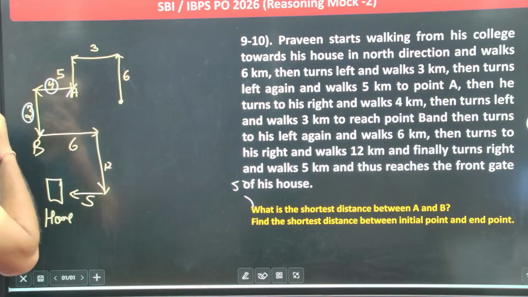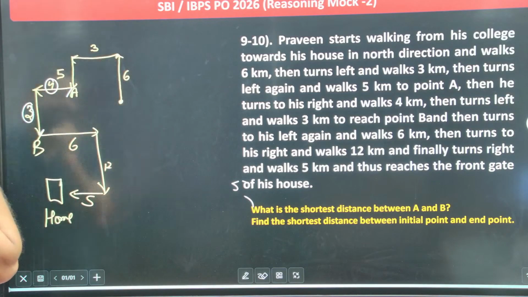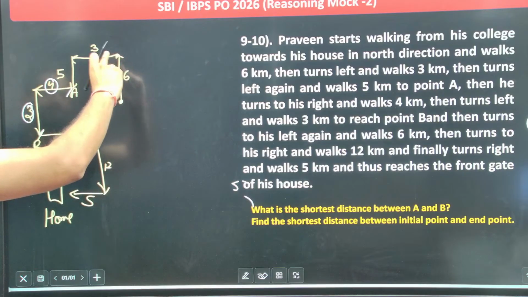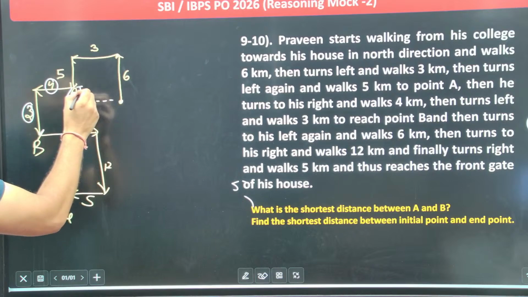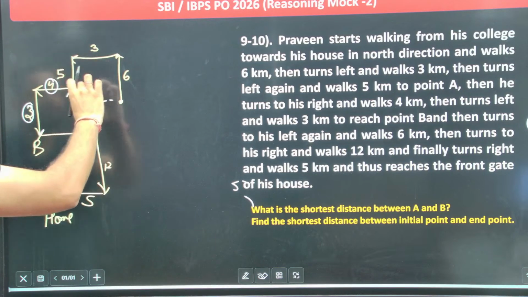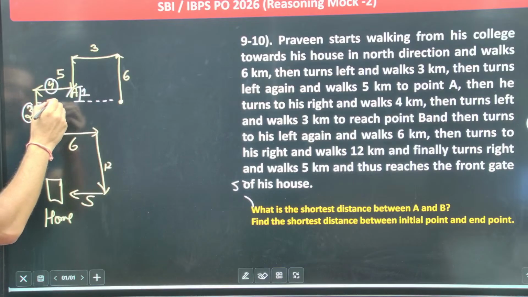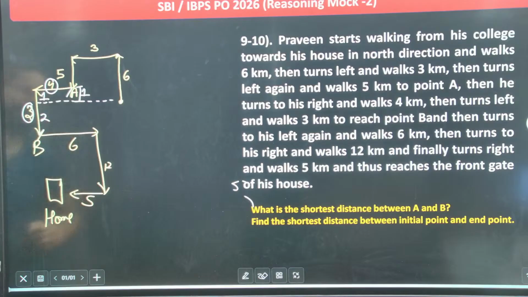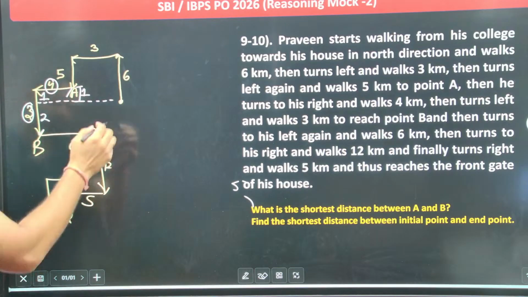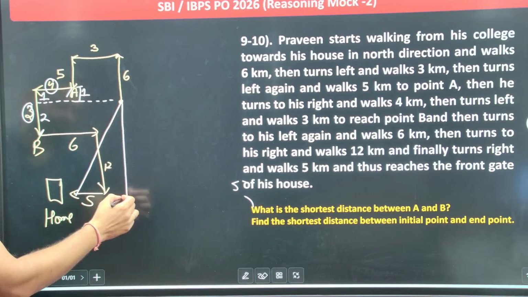So, this one was 6, this is 5, right? This is 6, this is 5. So this distance will be 1. 5 plus 1 is 6. If this is 1, this complete is 3. So this will be 1 and this will be 2. Simple. So basically the distance between the first and last point is what I need to calculate.